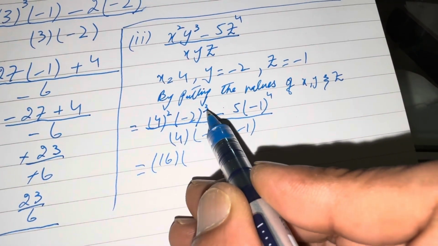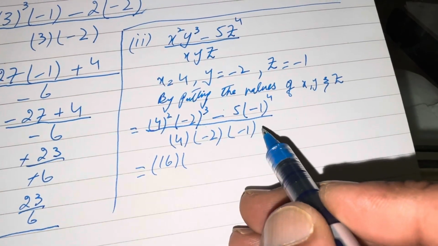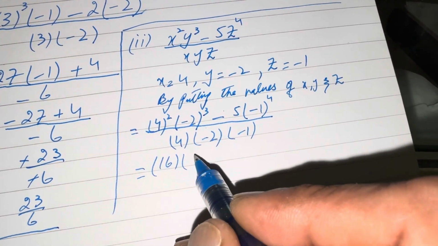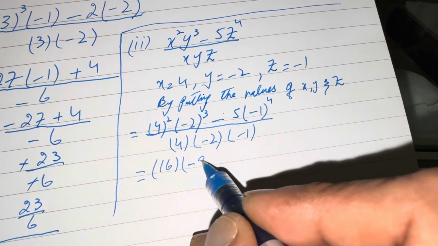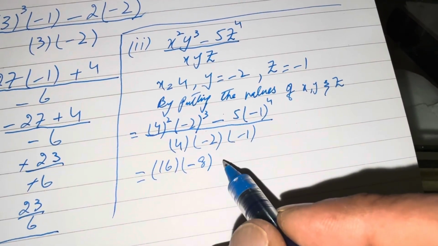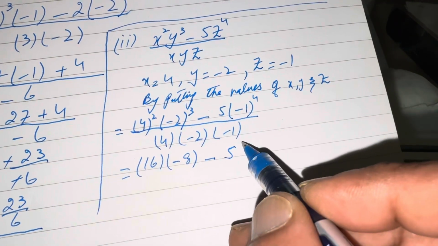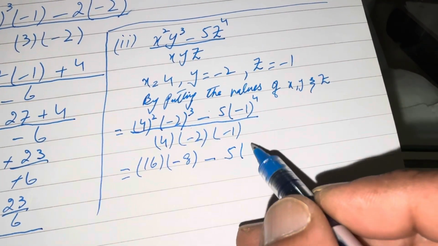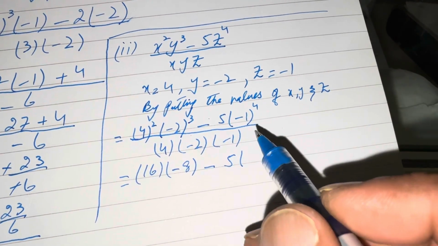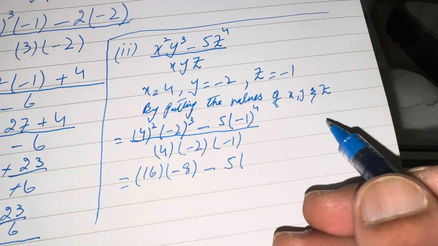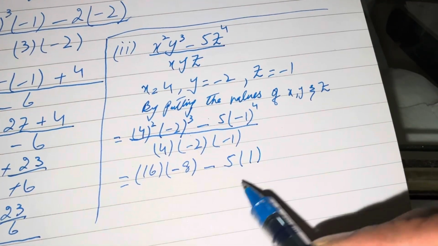And then minus 2 raised to power 3, that will become minus 2 multiplied by minus 2 multiplied by minus 2 will be equals to minus 2 2s are 4, 4 2s are 8. Then this minus will become as it is, this 5, and minus 1 raised to power 4 means minus 1 is multiplied by 4 times, then minus 1 multiplied by minus 1 multiplied by minus 1 multiplied by minus 1. So that will become plus 1.